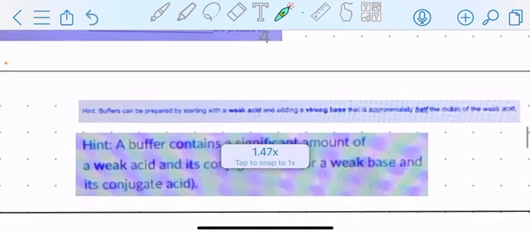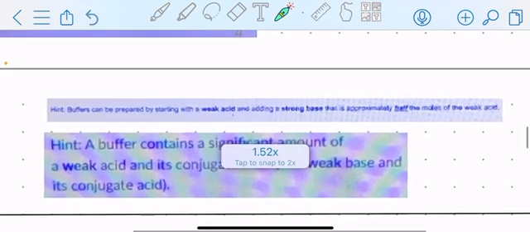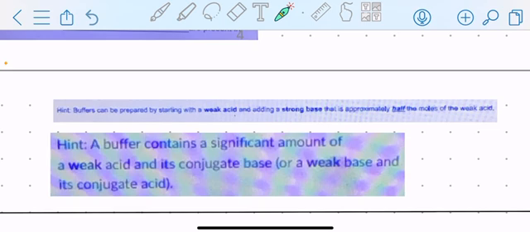Lastly, buffers can be made by starting with a weak acid and adding a strong base that is half the moles of the weak acid, as mentioned above.